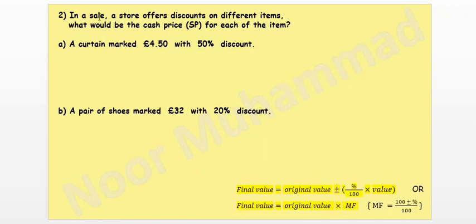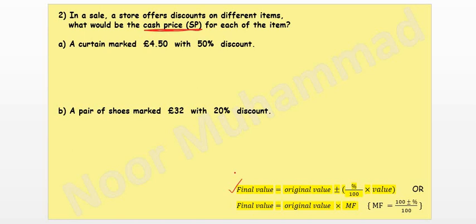Okay, now let's look at the case of discount. Here in question number 2 it says in a sale a store offers discounts on different items. What would be the cash price, or you can say the sale price? So remember, it's the same. If we are solving the question, sale price or cash price has the same meaning, or you can call it the final value.